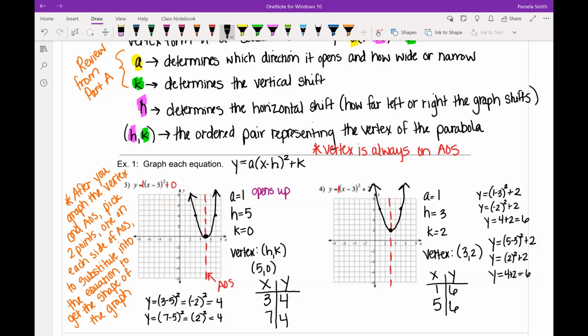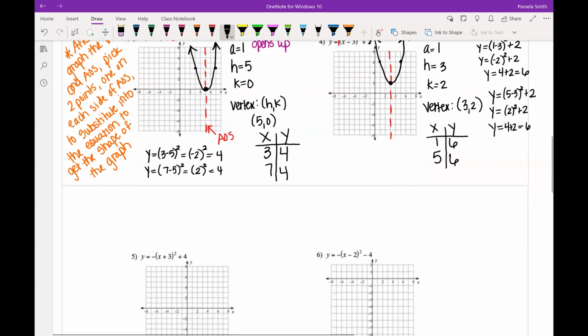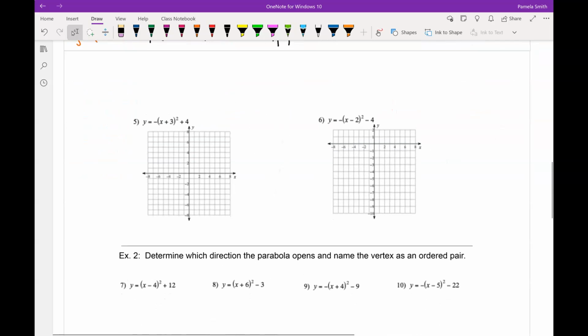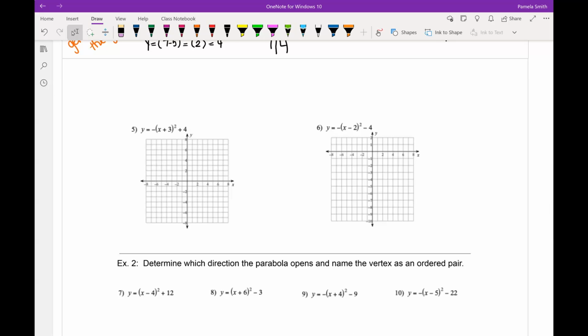Now the next two that we are going to do, you're going to have to be careful because there's a negative outside of the parentheses. So we have to make sure that we're accounting for that when we're doing our math. So number 5, y equals, and remember that's like saying negative 1 times the quantity x plus 3 squared plus 4.